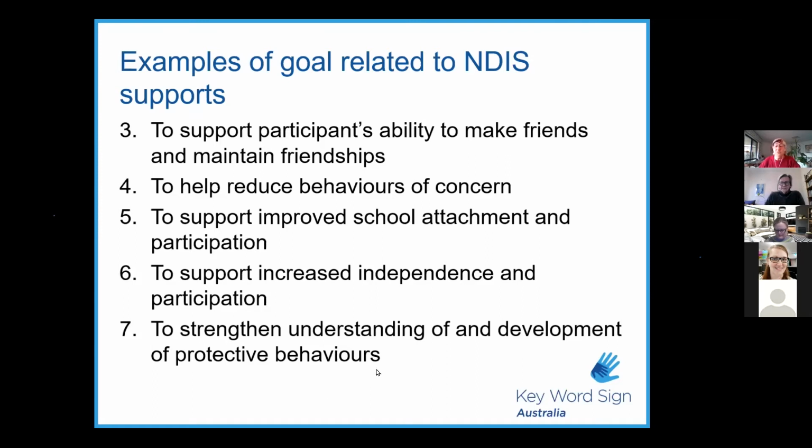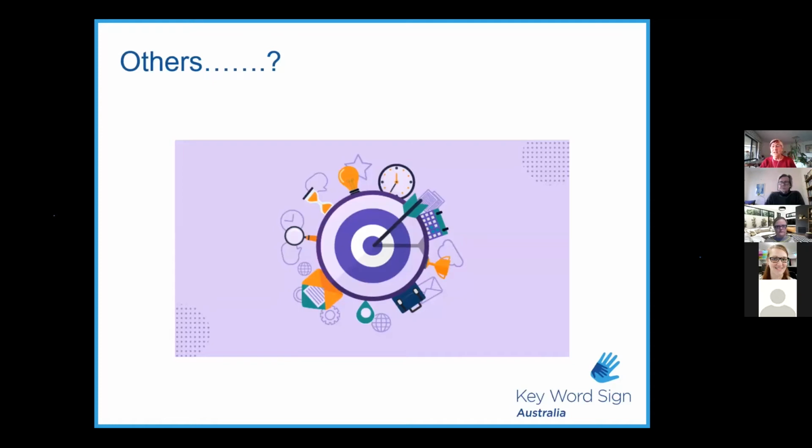You might want to include strength and understanding of and development of protective behaviours, which is an incredibly important goal. So again, being able to support people with their understanding of communication and their development of their expressive ability, learning how to reject, learning how to report, talk about their own feelings can be really important. And again, keyword sign can contribute to that. So that was just a few.